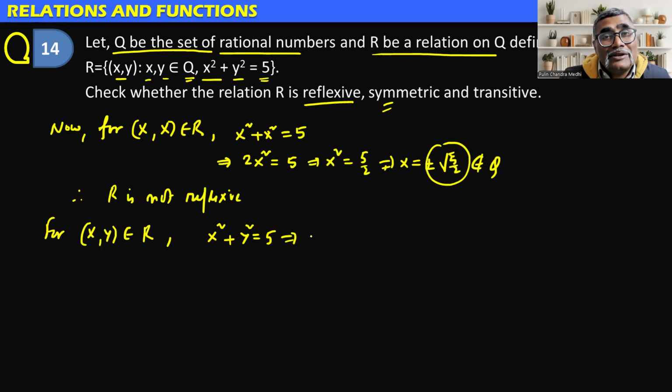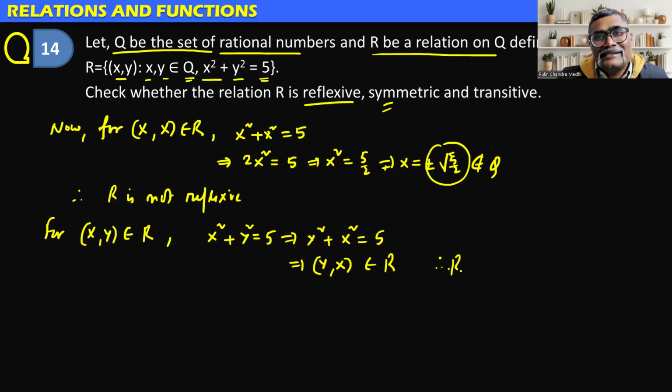So if this is happening, as addition is commutative, I can even write it like this: y square plus x square equal to 5. So that will definitely imply y comma x belongs to R. So it is symmetric. R is symmetric. So you got R symmetric, not reflexive. Now the last one, it should be transitive.